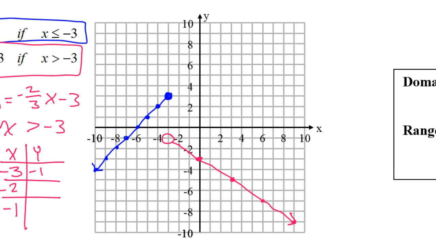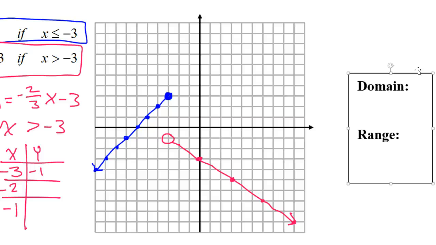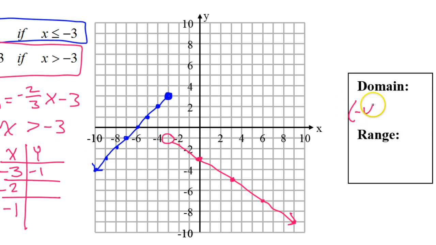We're supposed to say the domain and range, so let me mention that real quick. The domain is how far the graph goes from left to right. So the domain for this graph is just going to be negative infinity to positive infinity. This graph goes left forever and right forever. So negative infinity, positive infinity.